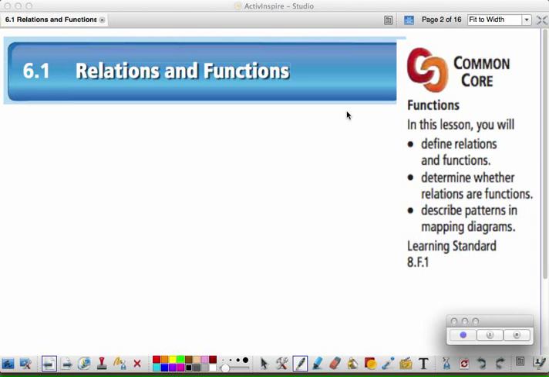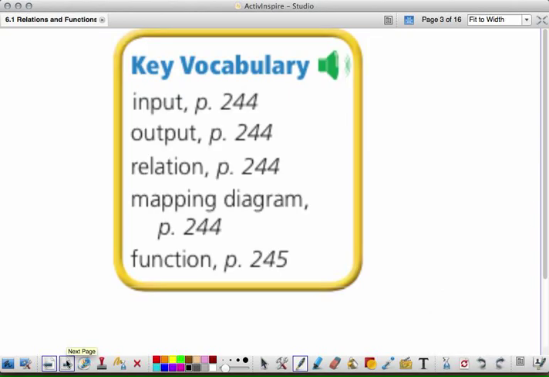Chapter 6 is going to start out with this first lesson talking about relations and functions. And so we are going to define what a relation and what a function is, determine whether relations are functions, and describe patterns in mapping diagrams. Our vocabulary here that we're going to see throughout this lesson is going to be input, output, relation, mapping diagram, and function. And we're going to get more into these as we go throughout the lesson.